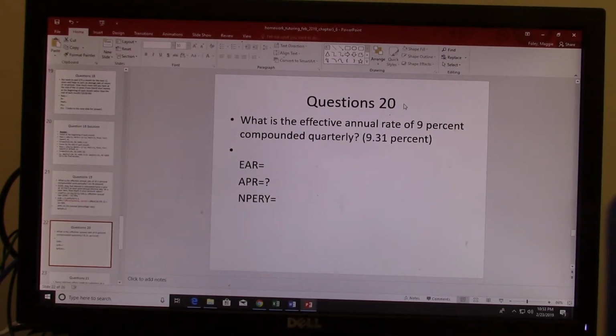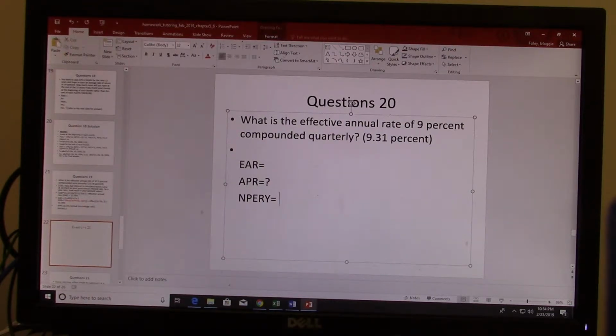Question number 20. What is the effective annual rate, EAR, of 9% compounded quarterly? It's similar to the prior question. The prior question is compounded semi-annually. So here, M should be, how many times is it compounded a year? Should be 4 here. The APR is 9%. The EAR is the question mark.